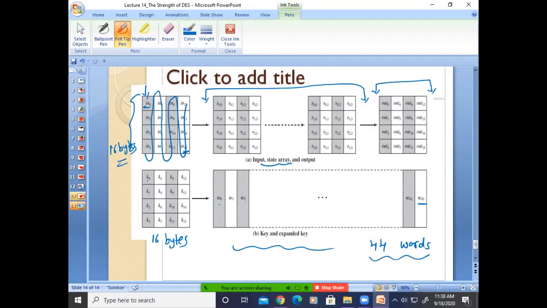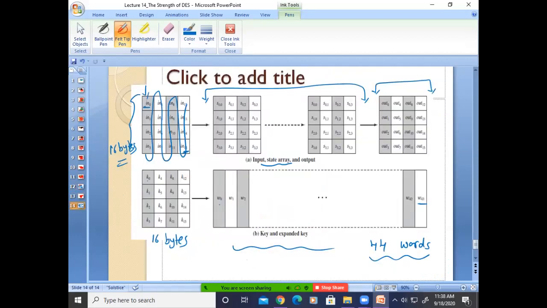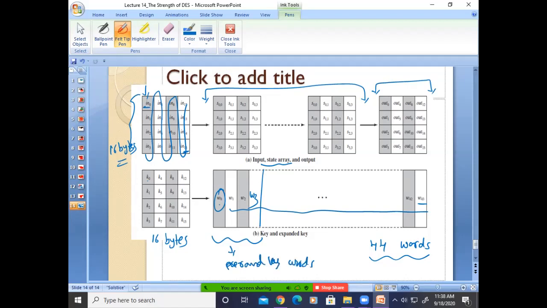The first of these is used in the pre-round, the round 0 key. Sorry, something is wrong: W0 to W3, four words, we will use in the pre-round, correct? Yes or no? Yes. So these will be the pre-round key words. The remaining we will use in the corresponding rounds.